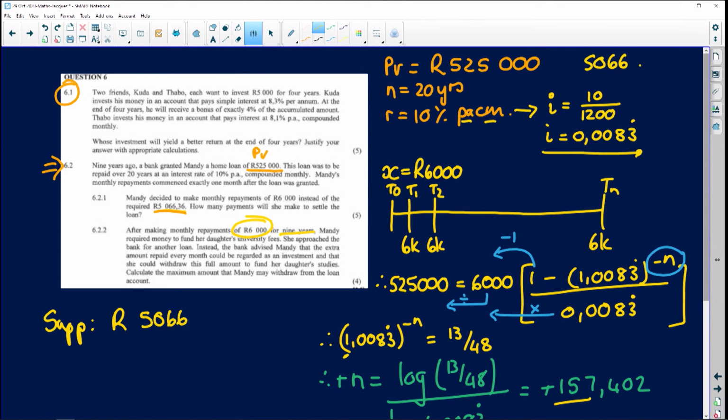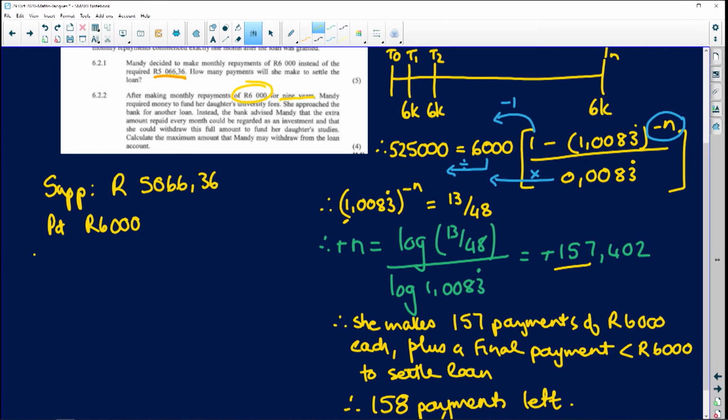5066 comma 36. And she paid 6,000. Now they're going to give her the difference, folks. But remember, she paid that money over the 9 years that she's been paying this bond. So we need to find the difference between those two, give her interest on her money, and move forward. So let's see. The difference is 6,000 minus that 5066, and that gives us 933 Rand and 64 cents.